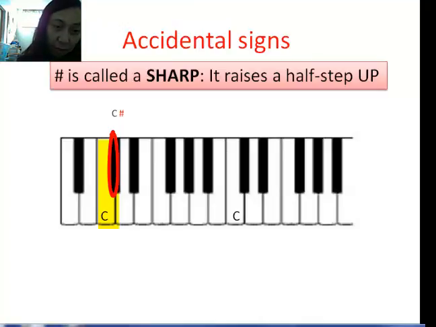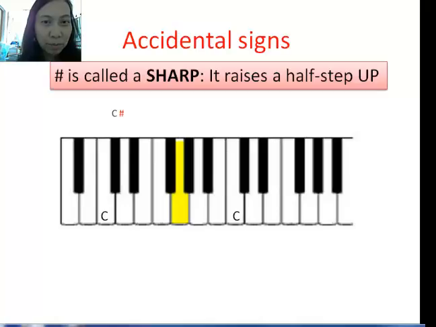So similarly, if you could find G, I'll leave you time to find G on this keyboard. Now try to find G sharp. Where would G sharp be? Which key? It is the black key on the right of it.